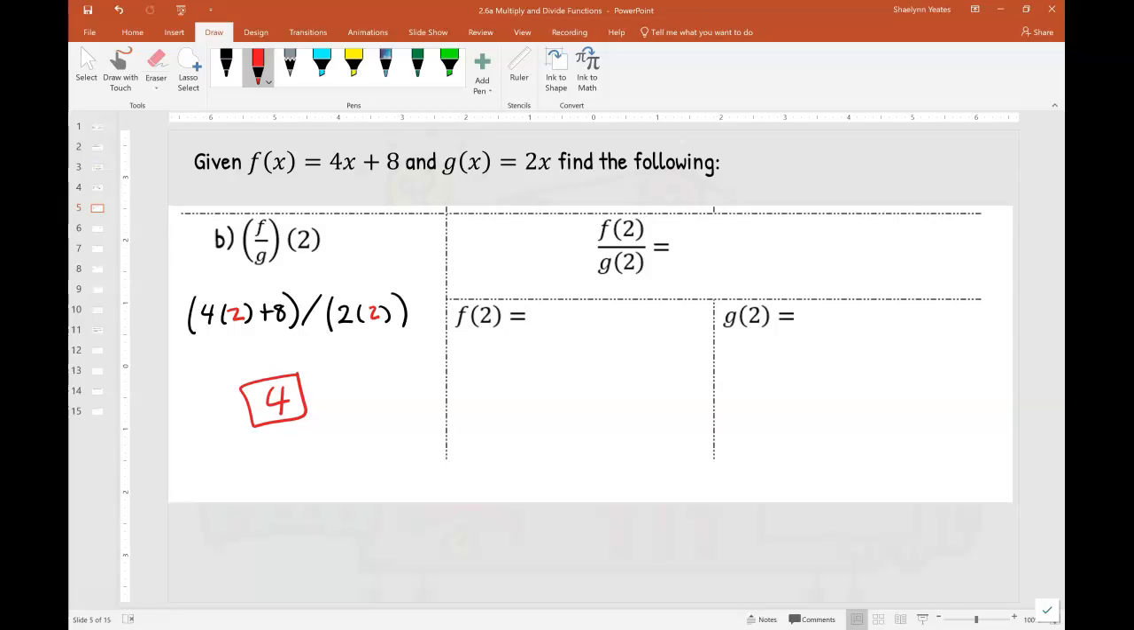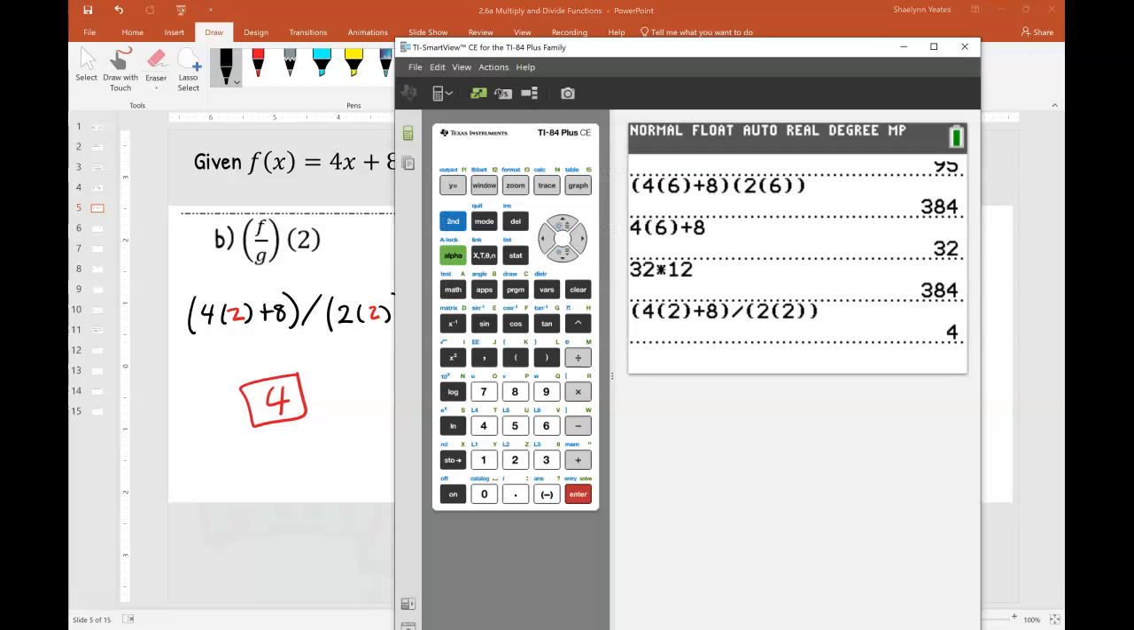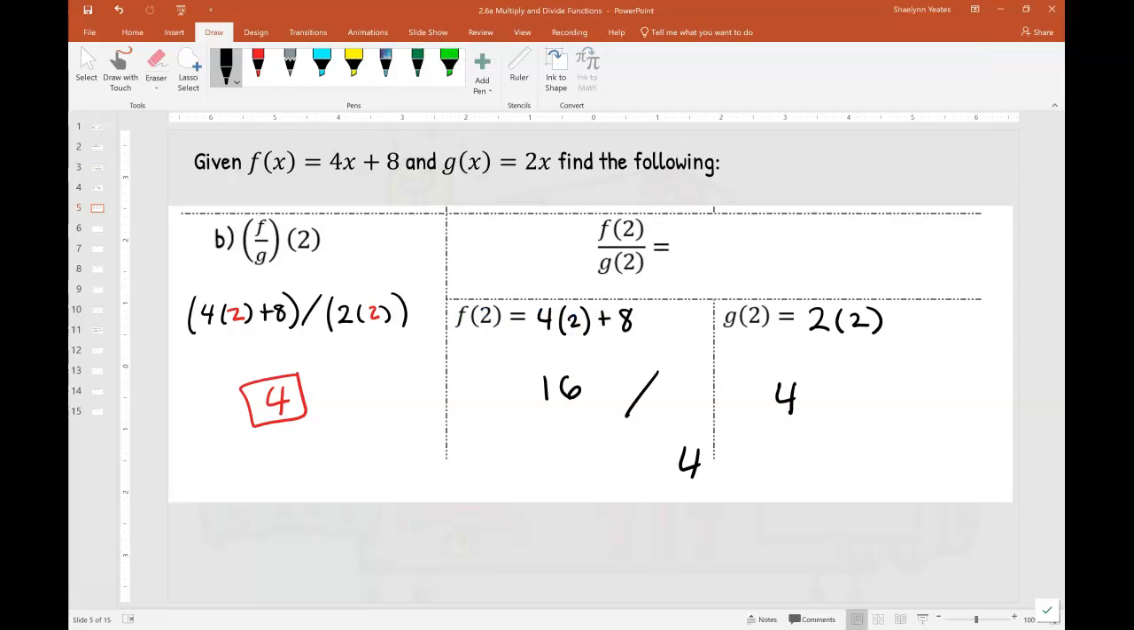Alright, so this one we're going to find out what both of them are. So we're going to find out f of 2. So in our calculator, we would type 4 parenthesis 2, close parenthesis, plus 8. And I end up with this answer of 16. Whatever I get on the right, I'm going to be dividing 16 by that number. So over here, I'm going to do 2 parenthesis 2, close parenthesis, and I get out 4. So in my calculator, I would type in 16 divided by 4. And I get my answer of 4.